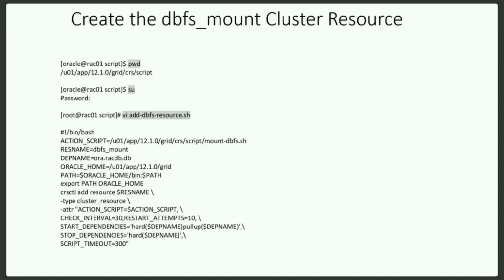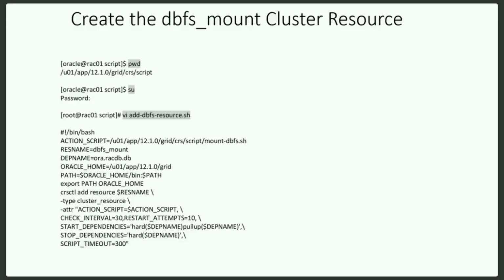Another script we have to add is actually creating what's called the cluster resource. I can just create a file with any name. I've chosen the name add-dbfs-resources.sh. It needs to be again in the CRS script directory in the grid home. This is specifying which script I call. Here it's calling the mount-dbfs.sh script, which I downloaded from My Oracle Support, and I changed some parameters, as I showed you in the earlier slide.